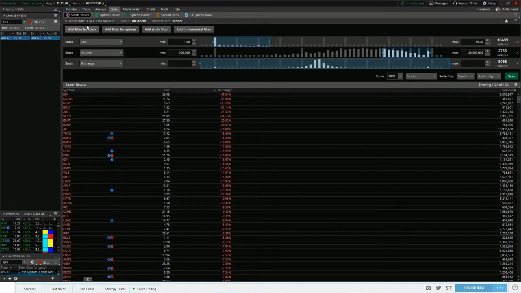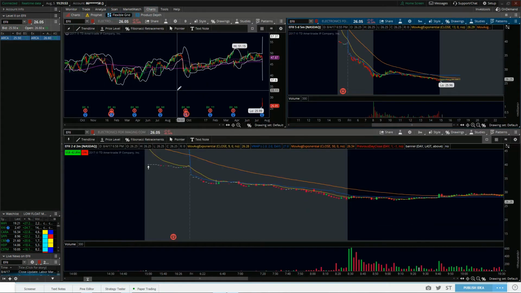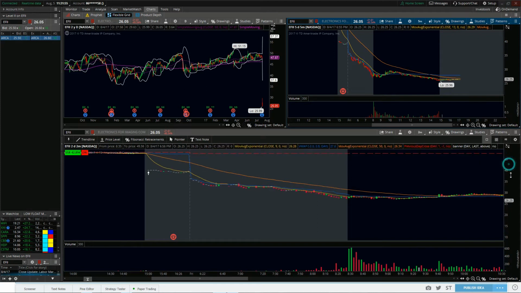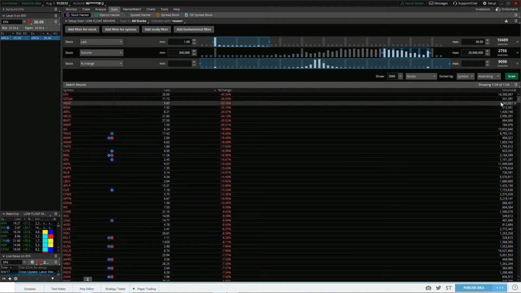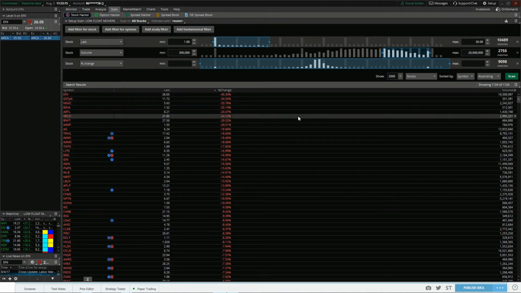You know, like EFII, for example, it shit the bed on Friday. You see, it was at around $47 at the end of day Thursday, and it opened at 28 bucks. So that's huge for a stock like that. Now, I don't know if this is... see, only 18 million shares traded. So it's still in that low float category for my scans.